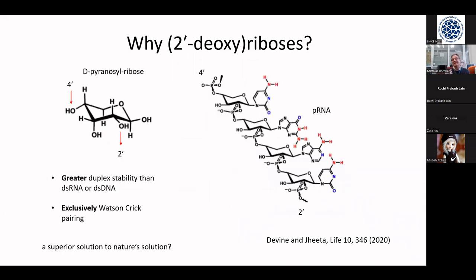And then an even bigger surprise perhaps comes when he played with pyranosyl ribose. And what he now sees is that suddenly he does get a duplex that's actually even better than natural dsRNA or DNA with respect to melting point. So it forms tighter duplexes. And actually you also exclusively get Watson-Crick base pairing.